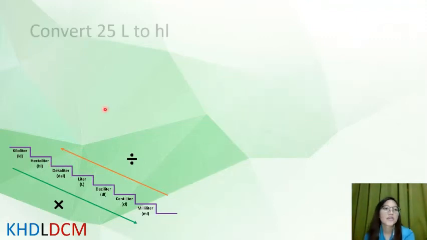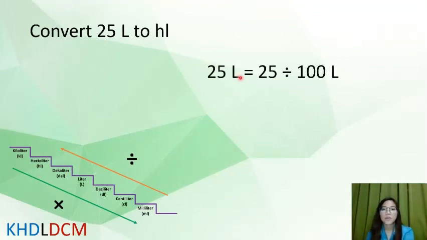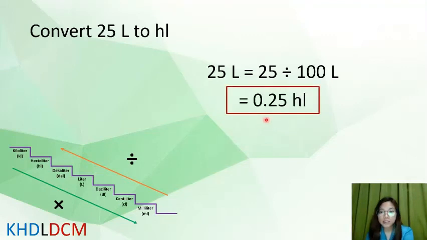Another one. Convert 25 liters to hectoliter. So hectoliter is bigger than a liter. So that means it's going up. So we're going to use division here. And how many liters are there in a hectoliter? So we know that in a hectoliter we have 100 liters. So 25 liters is equal to 25 divided by 100. It will give us an answer of 0.25 hectoliters.